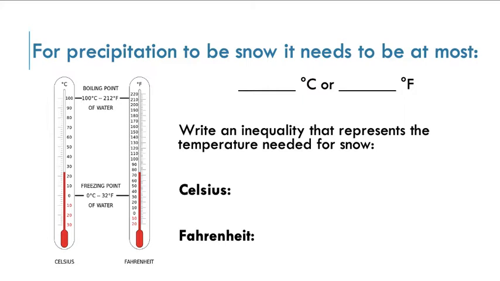Afterwards, you're going to write an inequality that represents the temperature needed for snow. So inequality is when we use symbols such as less than, greater than, less than or equal to, or greater than or equal to. And because we're not describing a specific temperature, meaning there could be multiple temperatures that will be cold enough for you to have snow, you're going to use X. So I want to know what temperature X is either less than, greater than, less than or equal to, greater than or equal to for there to be snow.